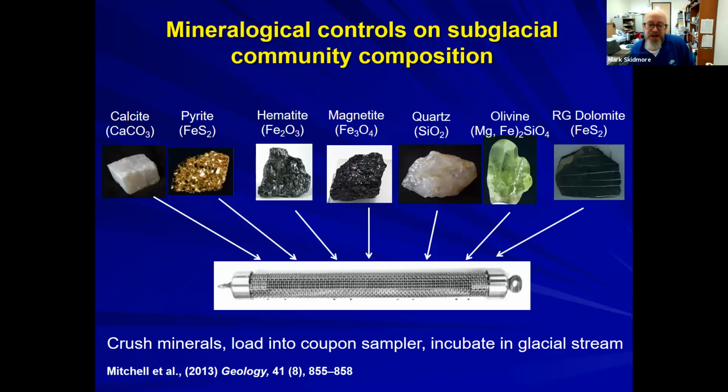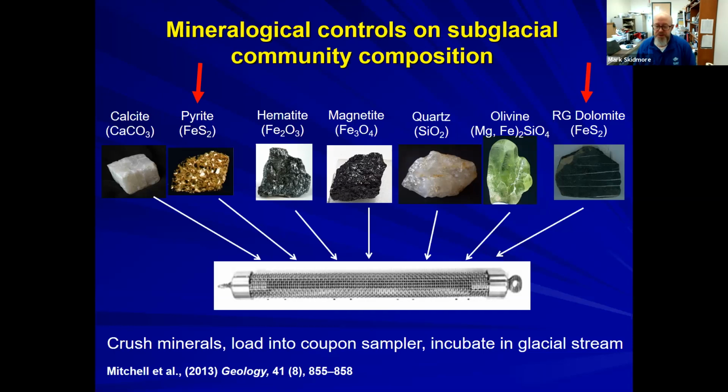So we can test that. This coupon sampler approach is the brainchild of Eric Boyd, one of my longtime collaborators. You put into these coupons, which allow water to pass through them, crushed-up minerals. You can use minerals that have pyrite in them, so pyrite itself and the bedrock. You can use other iron-containing minerals that are oxidized, hematite, magnetite, and also things like quartz or calcite, where you might not expect the microbial community to be getting energy from those particular substrates.